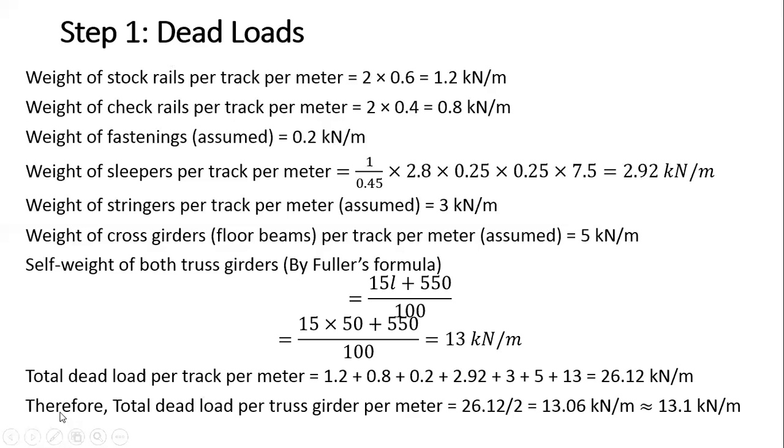So I have to calculate total dead load per truss girder because there are two trusses, one on one side, one on the other side. So per truss girder means I have to divide this total dead load by 2. So this comes out to be 13.06 kilonewton per meter, and assume it as 13.1 kilonewton per meter. So this is the calculation of dead load of the truss.